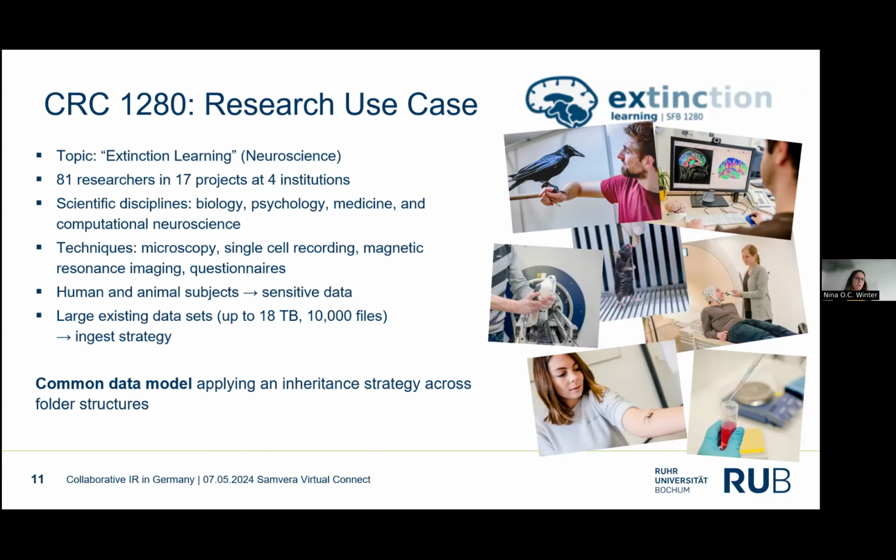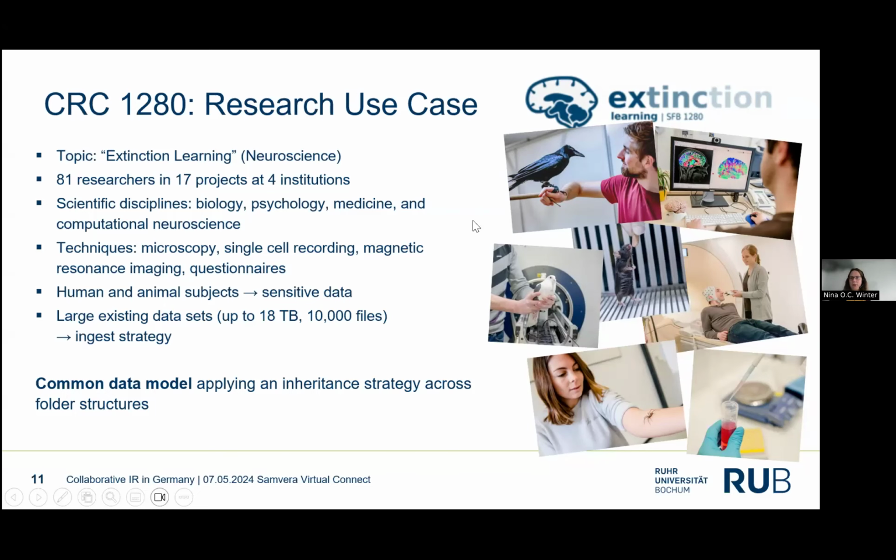What is also not so easy is that they have human data and data from animals. So we really have sensitive data, which cannot be easily published. And we have large data sets. To give you an example of the value of the data, on the very first picture, you can see a young guy with a jackdaw. This bird looks like a crow.